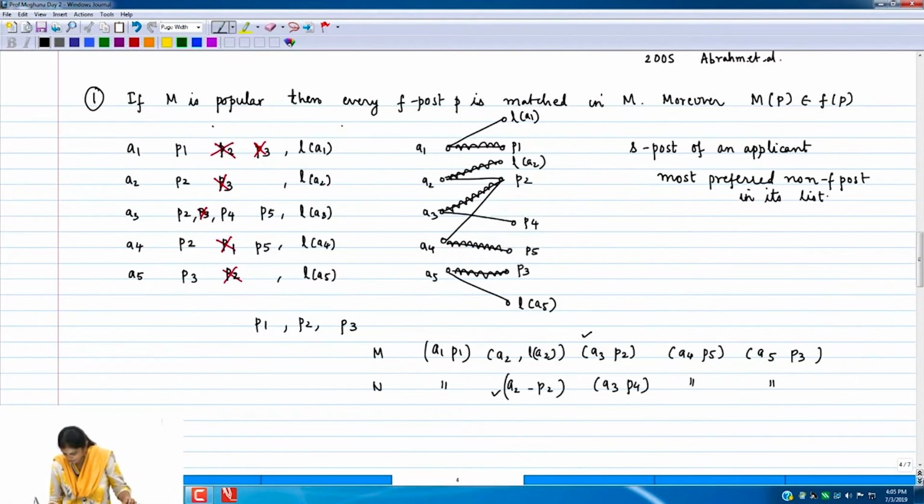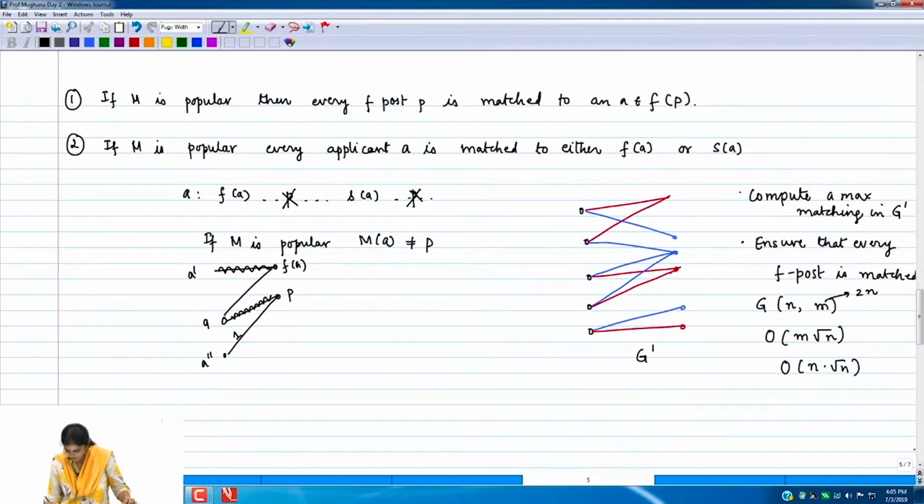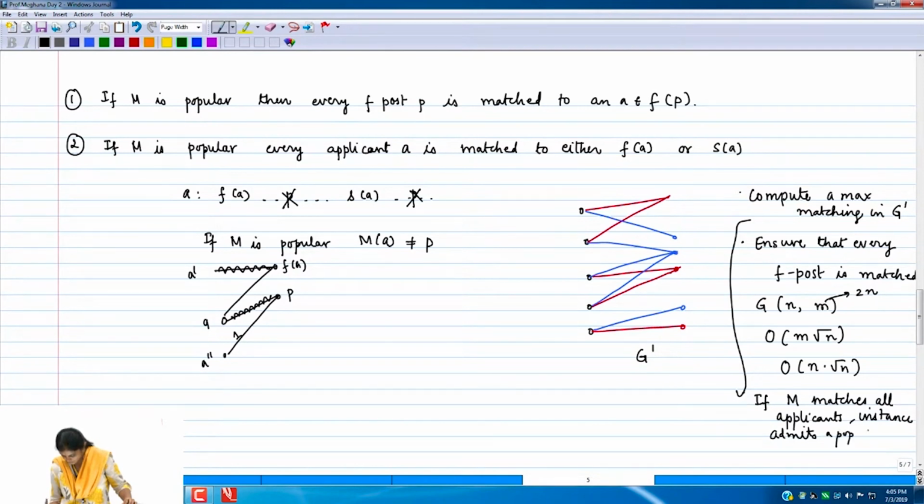So I will just modify this algorithm. Ensure that every F post is matched, and in fact you can do this immediately after computing the maximum matching: if M matches all applicants, then the instance admits a popular matching. Else the instance does not admit a popular matching.